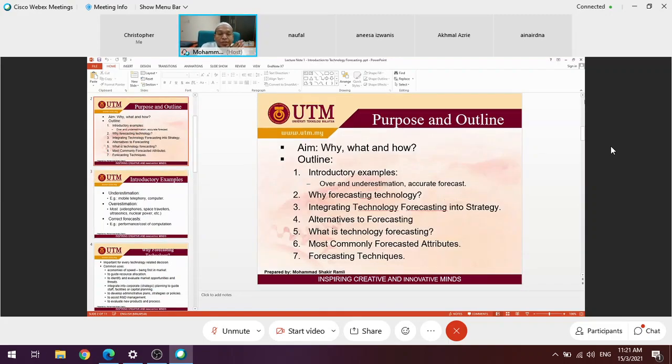Today's lecture is an introduction to technology forecasting. The purpose is to understand why technology forecasting, what technology forecasting is, and how to forecast. Outline of this lecture: if we are not finished today, we can continue on Wednesday. First, introductory examples of over-estimation, underestimation, and accurate forecast. Next, why forecasting? Number 3, integrating technology forecasting into strategy. Alternatives to forecasting. What is technology forecasting? Most commonly forecasted attributes. And finally, forecasting techniques.